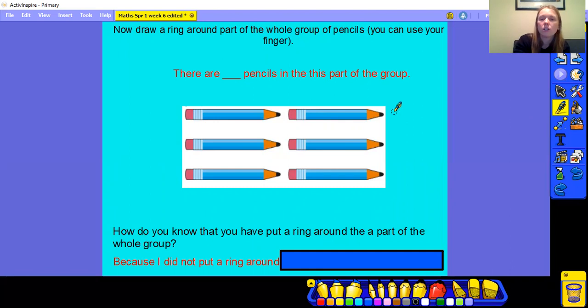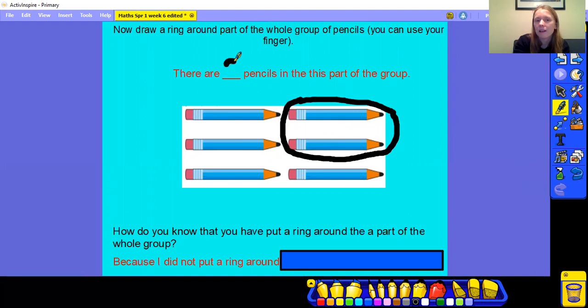So I could do this. And then there is one pencil in this part of the group. Some of you might have done it this way. It's still a part because I did not put a ring around all of them. This time, there are two pencils in this part of the group.